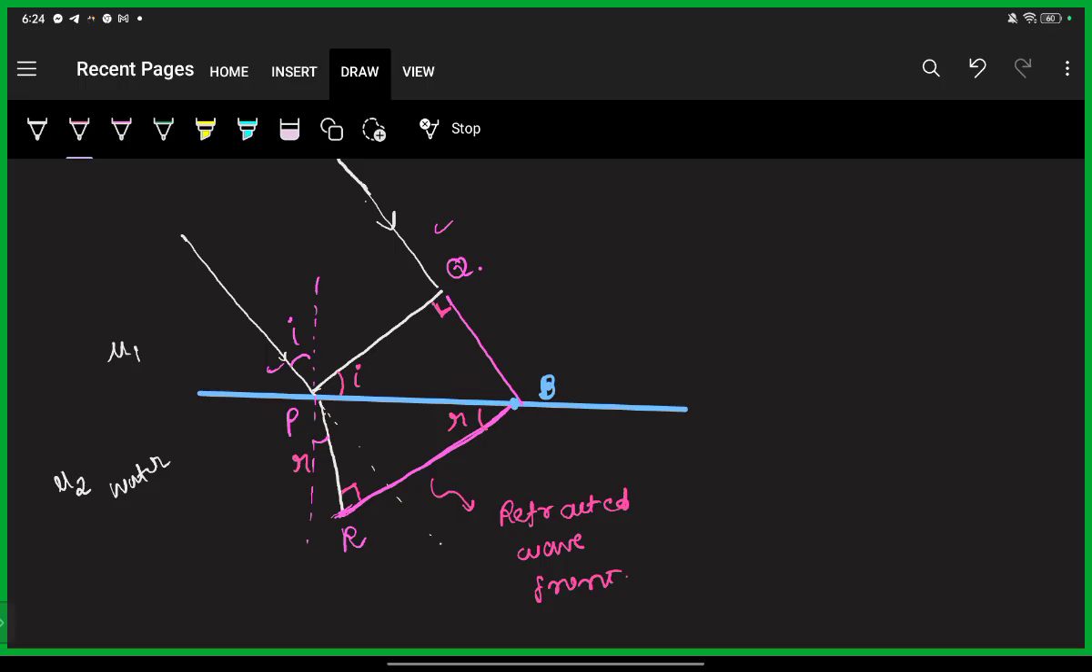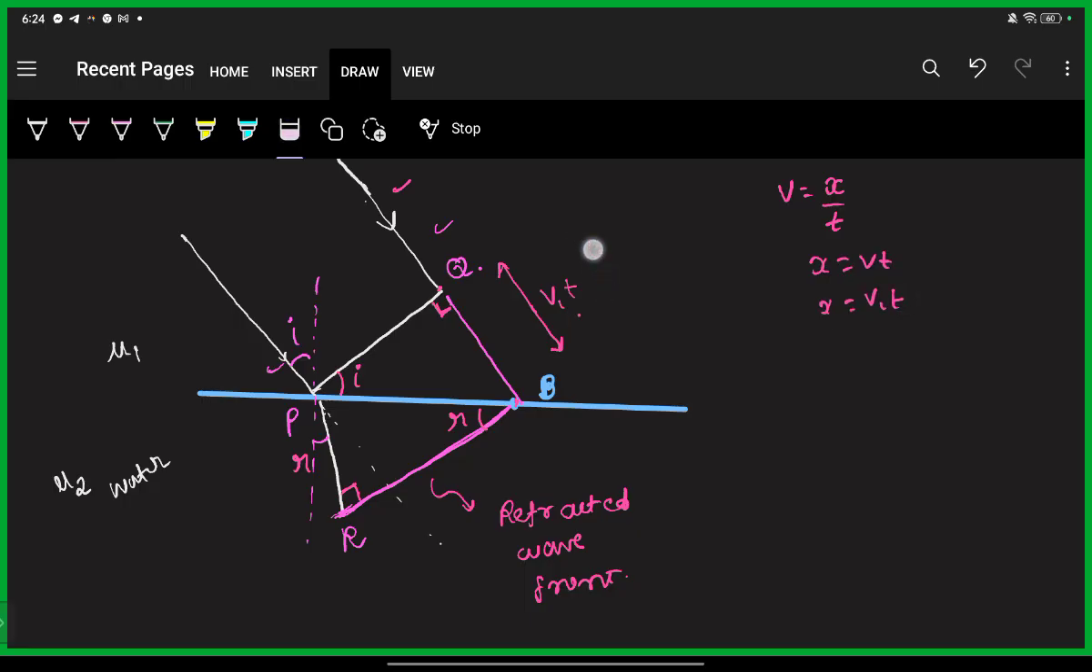Now let's say this part of a plane wave was having a velocity v1. That means this distance would be v1 into t, because to reach from this point Q to B, it is going to take some time, right? So we have taken it as t, and as you know that velocity is distance by t, so x is vt. That way we have written that this distance is v1 into t.